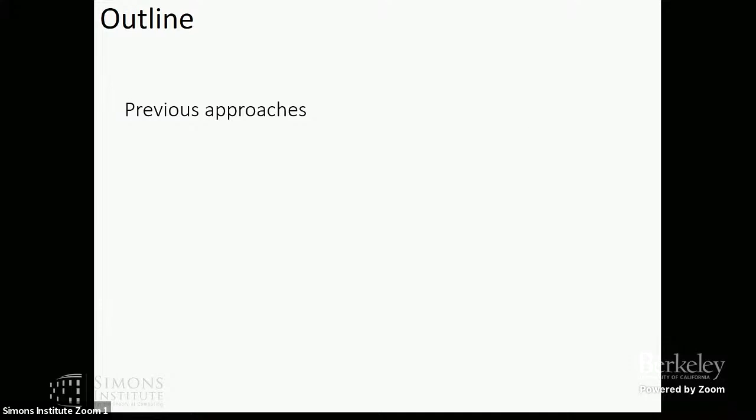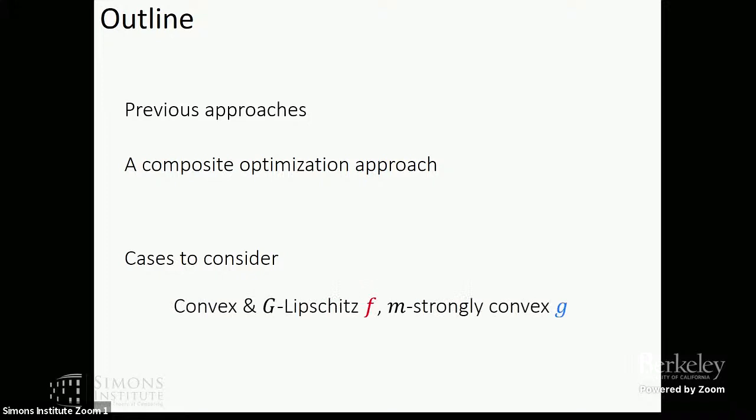The outline of the talk will be: we'll first describe some of the previous approaches, and then we'll describe a composite optimization approach. Then we'll consider two cases. One is that this f function, coming from the likelihood, is convex and Lipschitz continuous, and then this g function is strongly convex.